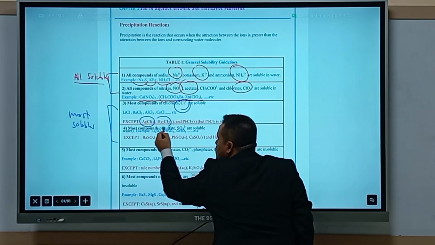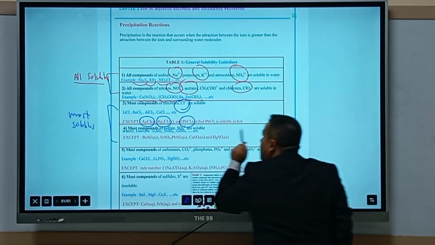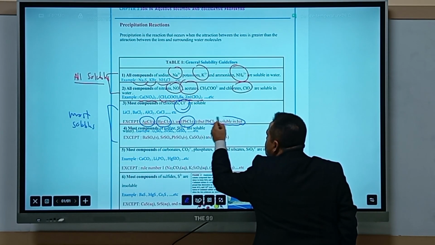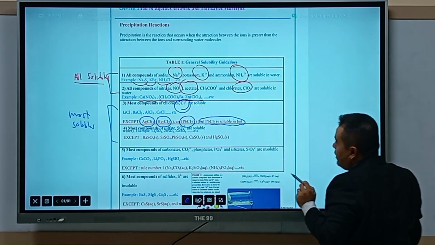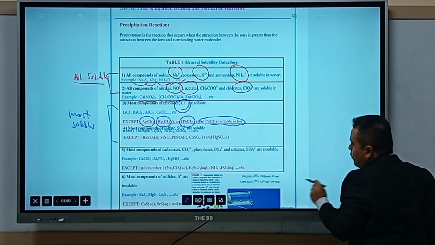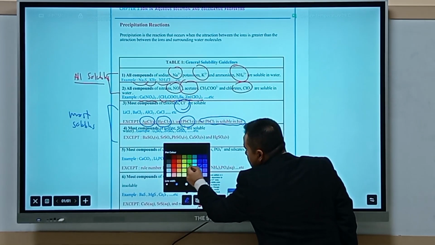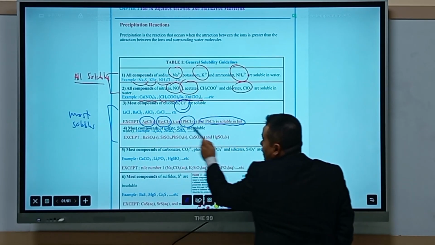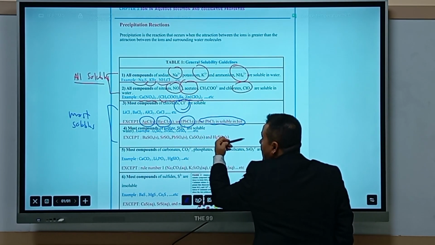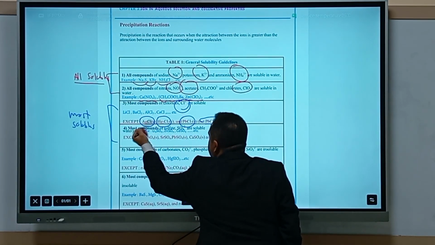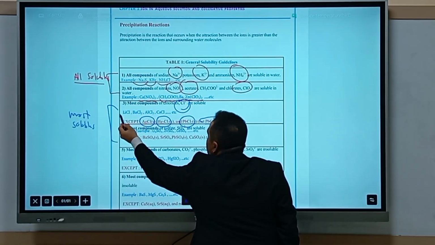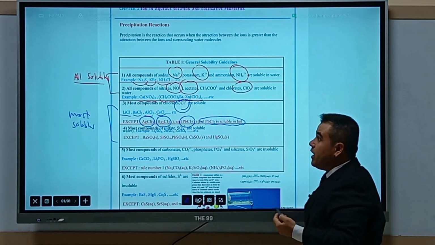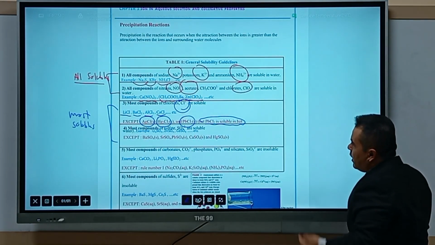AgCl, Ag2Cl2, and PbCl2. But you have to know it, guys, PbCl2 is soluble in hot water. Let me provide a little bit more detail about the chloride with Ag. Examples of soluble cases are lithium chloride, barium chloride, aluminum chloride, cesium chloride, and so on. They are all usual cases and are soluble.